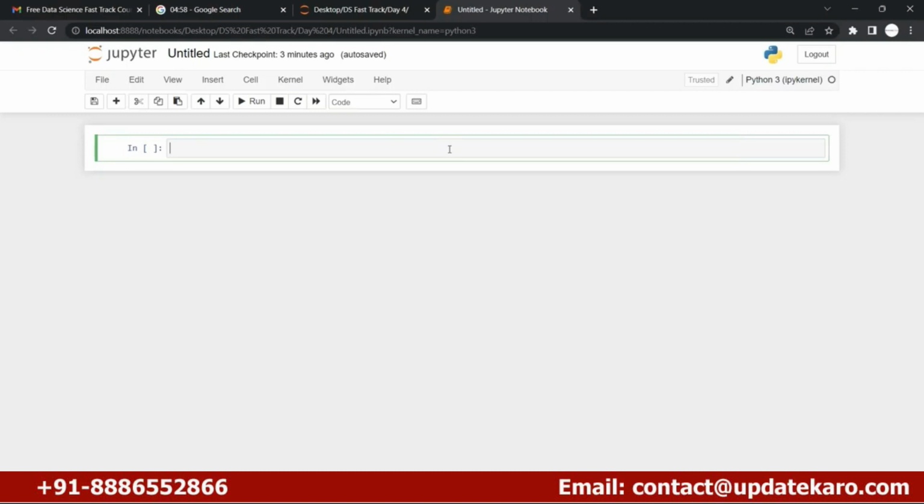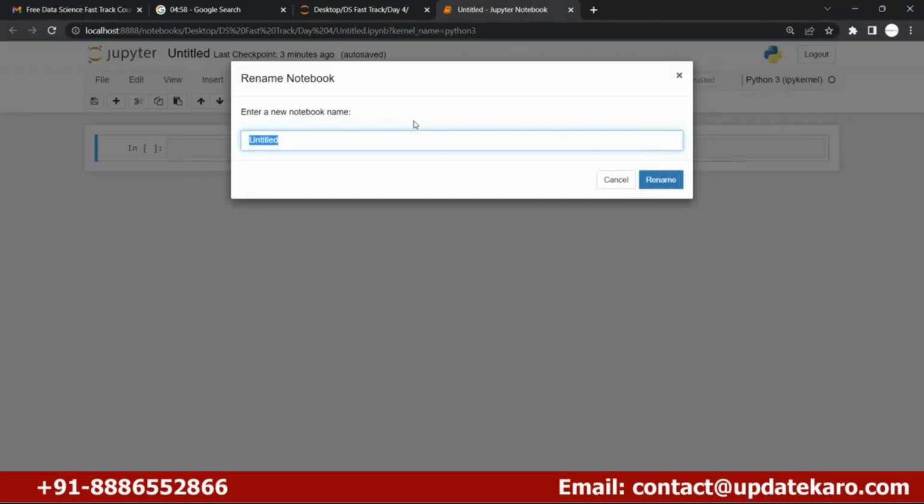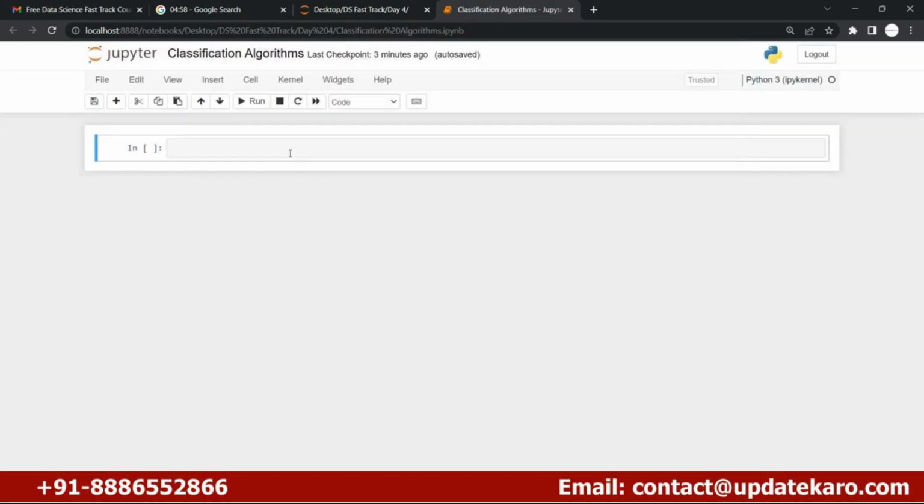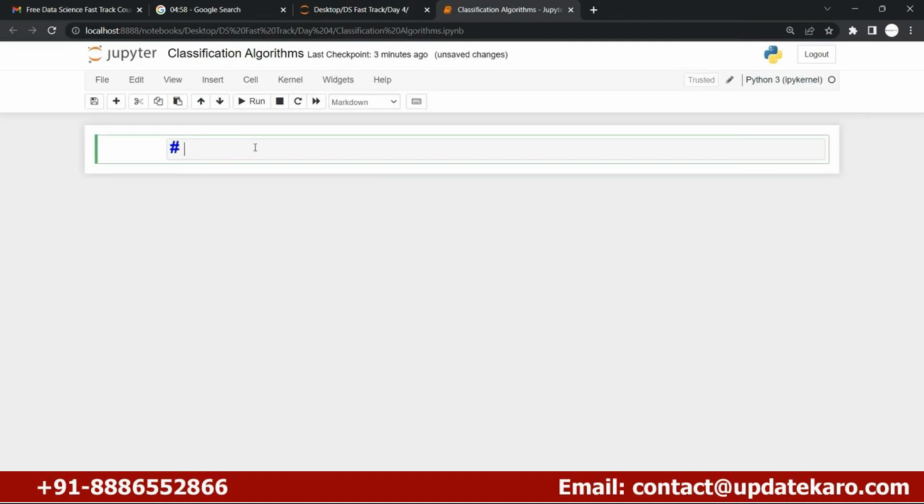Now guys, let us go ahead and talk about logistic regression. Here I just rename this notebook as classification algorithms. As we know, the first classification algorithm we will see is nothing but logistic regression.